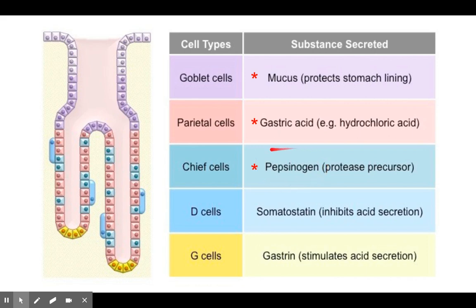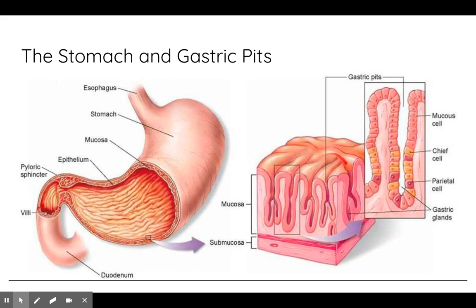Now, pepsinogen is an inactive protein, but when the pepsinogen mixes with the hydrochloric acid, the acid is going to change its three-dimensional shape and actually turn it into pepsin, the active enzyme that breaks down proteins. And all of that will be secreted out of here, out of these gastric pits, and into the stomach to allow for the chemical digestion of proteins.